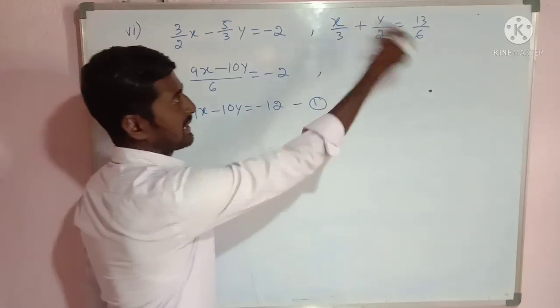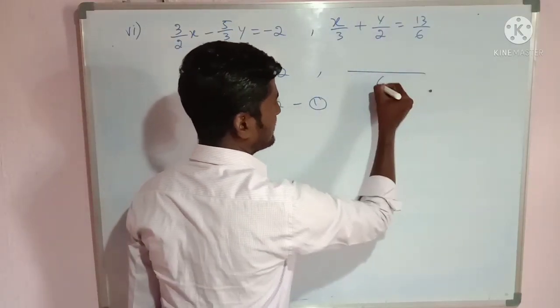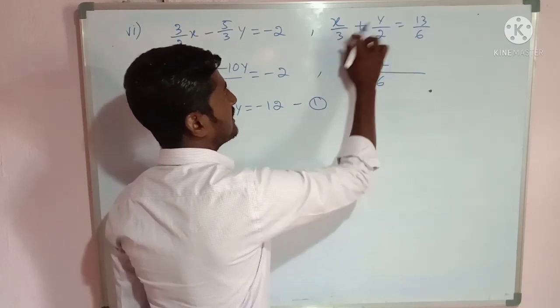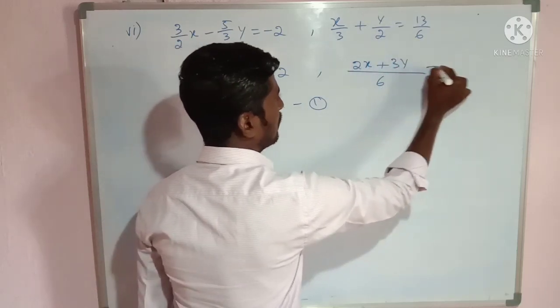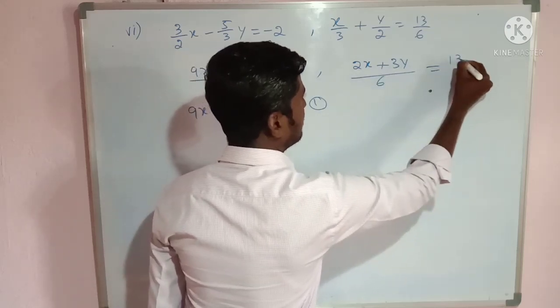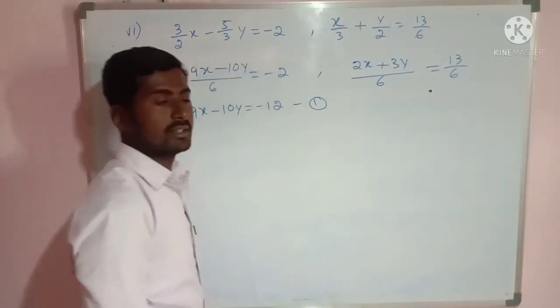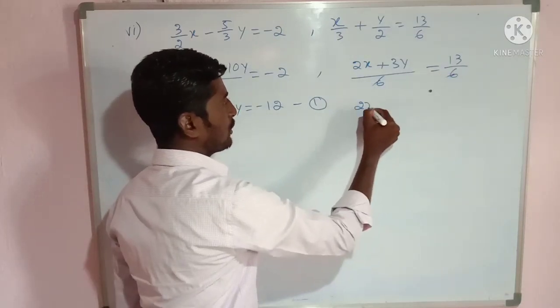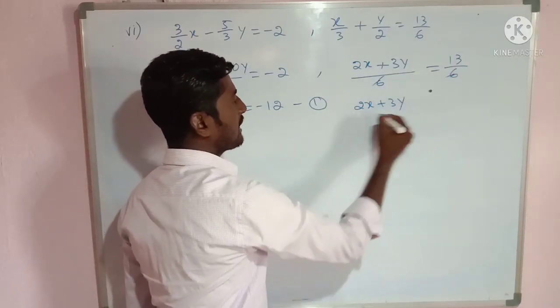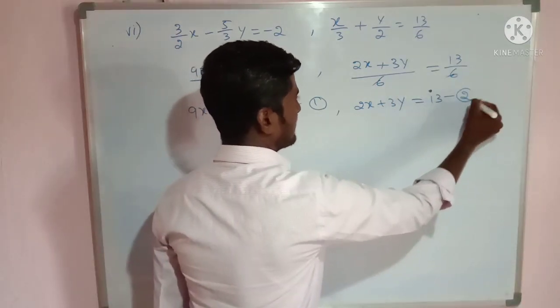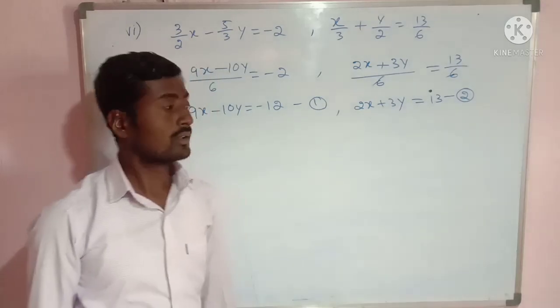Then I will go for another equation. Here also the LCM is 6. This will become 2x plus 3y is equal to how much? 13 divided by 6. Now here 6 will get cancelled. Remaining is what? 2x plus 3y is equal to 13. I will call this equation number 2.